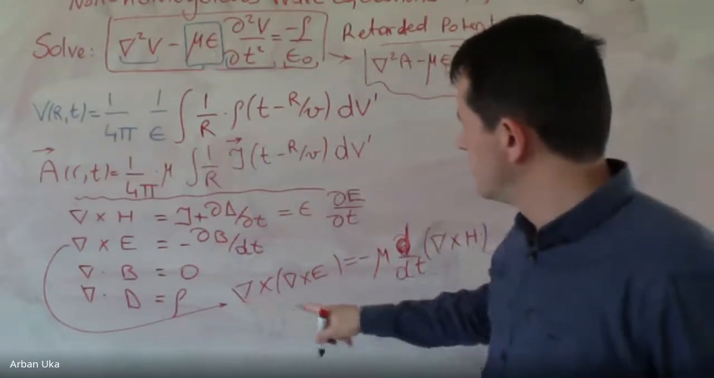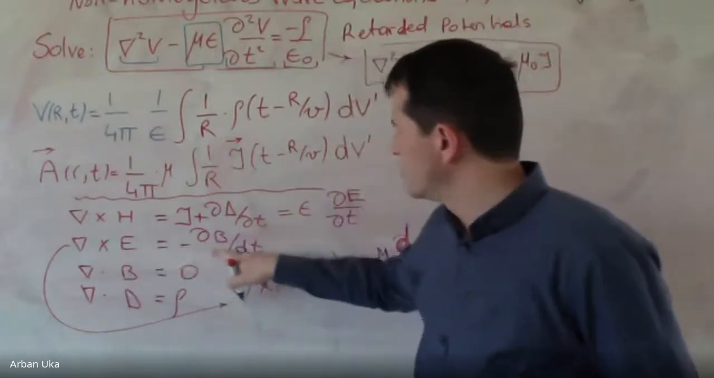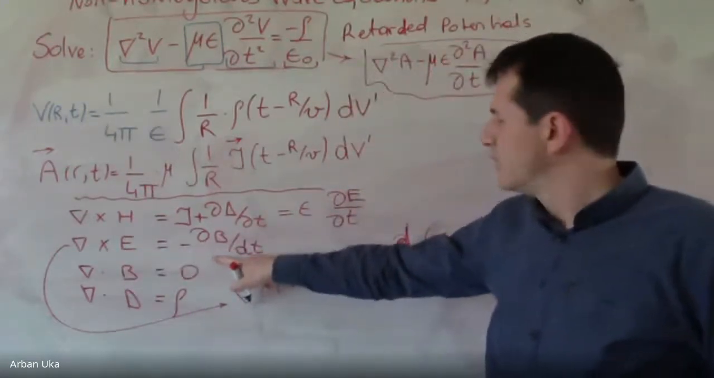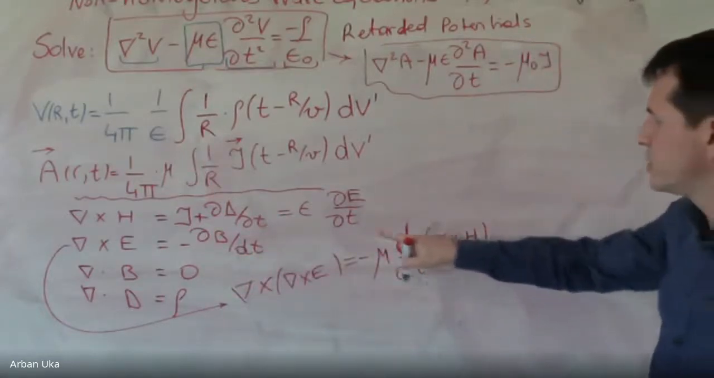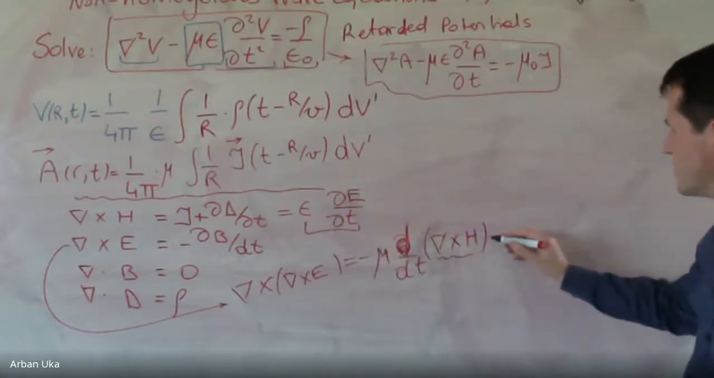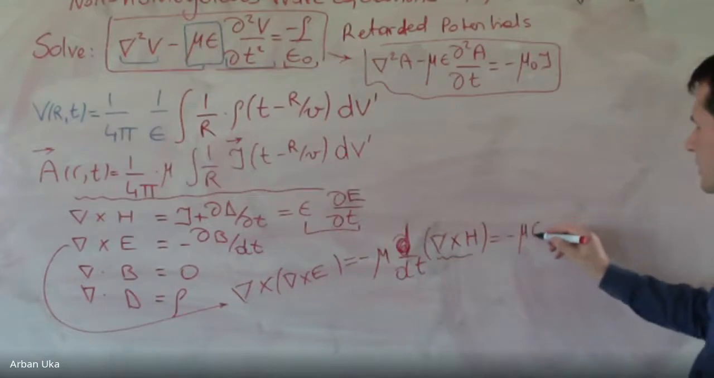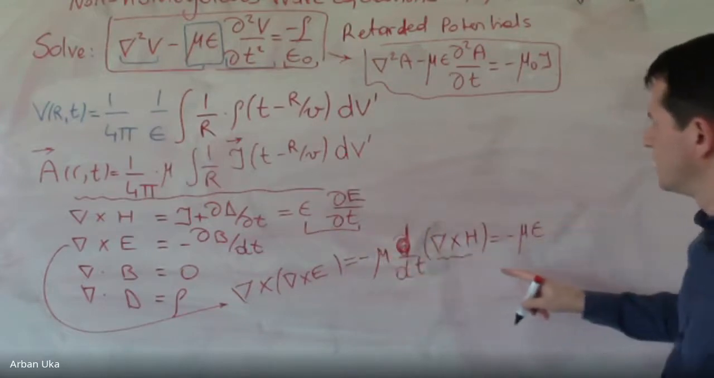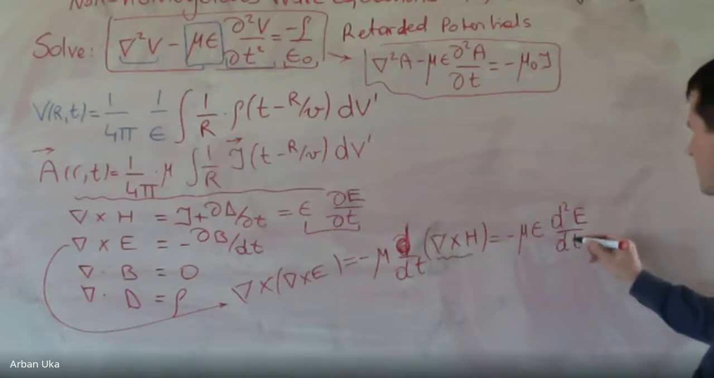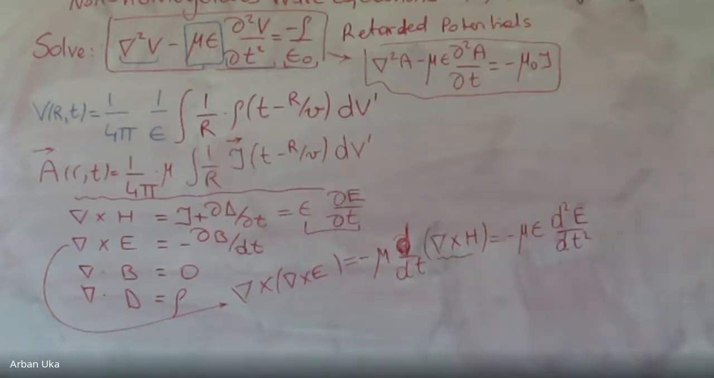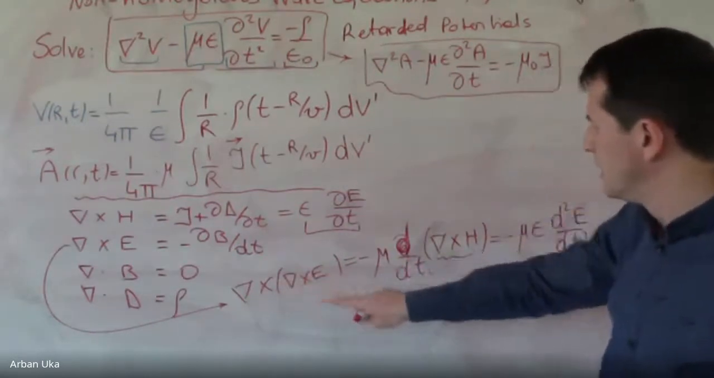So let's see for a moment. I put an extra curl here, which means that we have to put also an extra curl here. If we put an extra curl here, this is what we get. Okay. Then this curl of H is equal to this part also. So this is equal to minus mu, we have the permittivity, and this will be the second derivative of E with respect to time, dt squared.